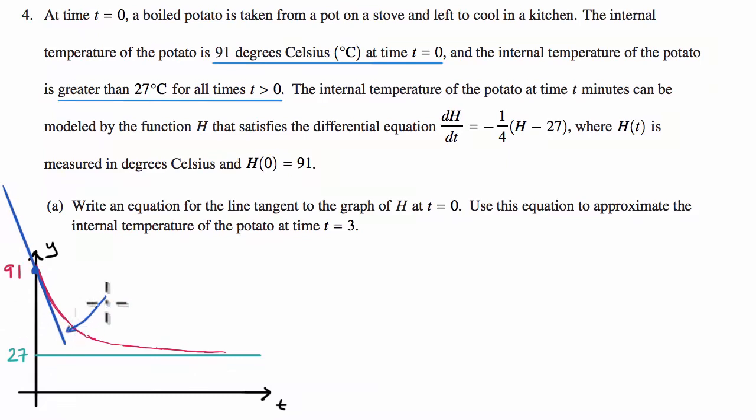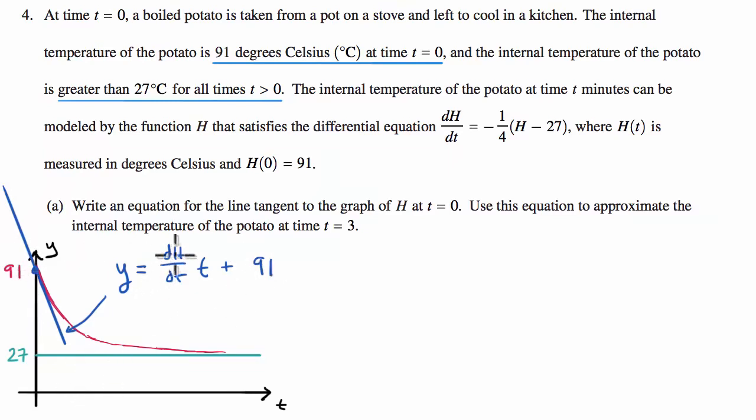So this thing would be of the form y is equal to the slope of the tangent line, which would be the derivative of our function at that point, dH/dt, times t, plus our y-intercept. Where does it intersect the y-axis here? Well, when t is equal to 0, the value of this equation is going to be 91, because it intersects our graph right at that point (0, 91), plus 91.